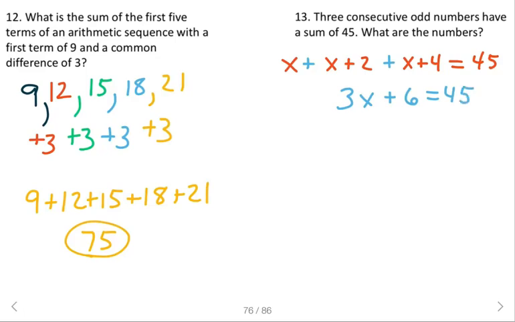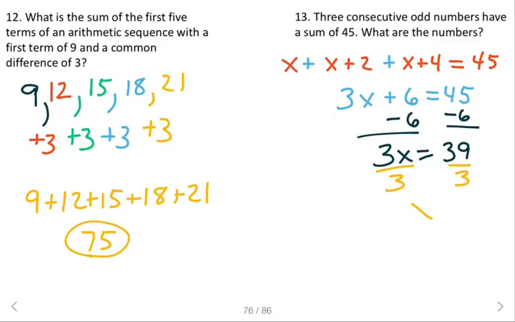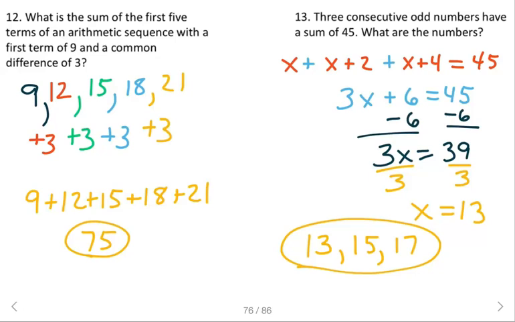Now we have a two-step equation. To get rid of plus 6, we'll subtract 6. We have 3x equals 39. To get rid of multiplying by 3, divide by 3. And x is 13. So the smallest number is 13. The next odd number would be 13 plus 2, or 15. And then the last odd number would be 13 plus 4, or 17. So these are the 3 consecutive odd numbers whose sum is 45. You can add them all up and make sure that it equals 45.